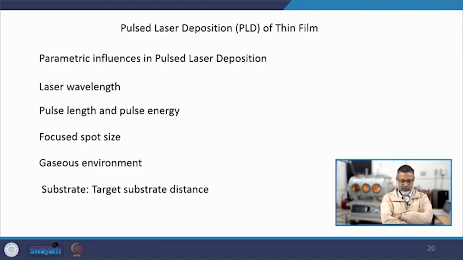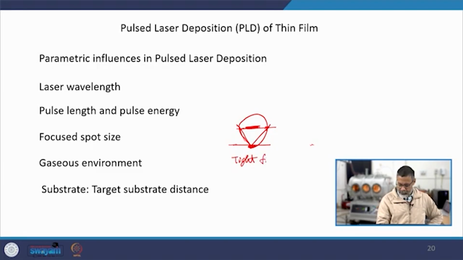The focus spot is also very important for growing, because if this focus spot is small, then what will happen is the plasma will form a conical shape, like this. The material which will be within this region will be much more uniform, which will be reaching in this part and other parts. So, here the spot is tight focused, we can say that it is tight focused.